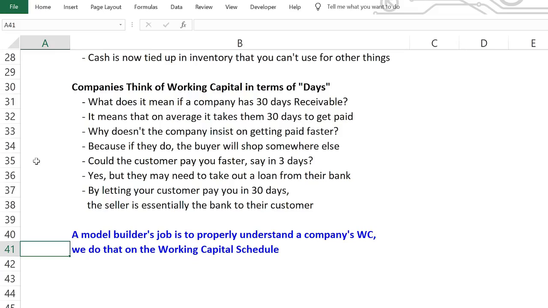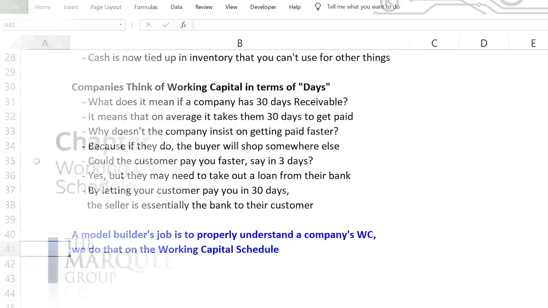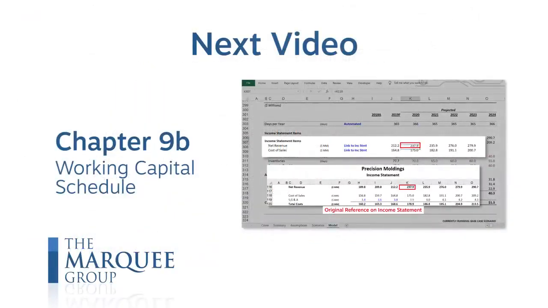In the next video, we're going to look at how to properly structure, design, and build a classic working capital schedule in a financial model.